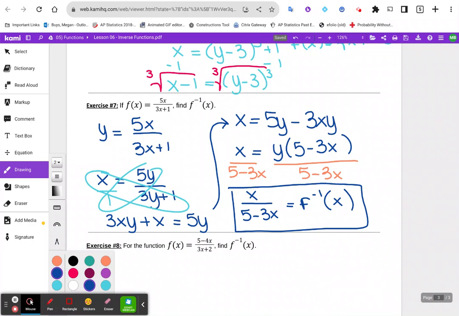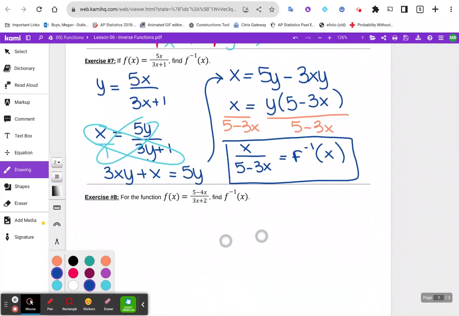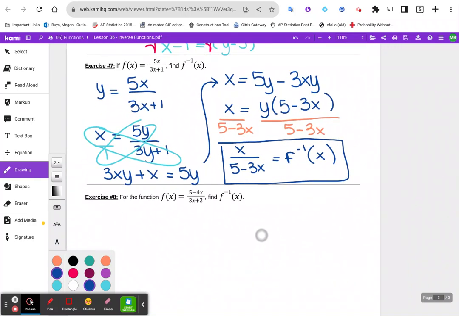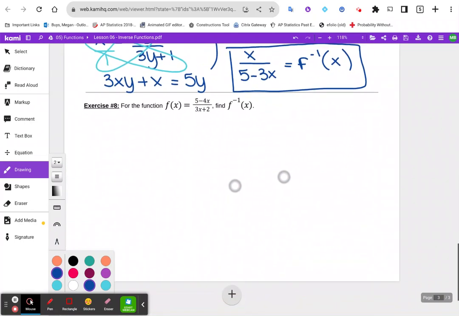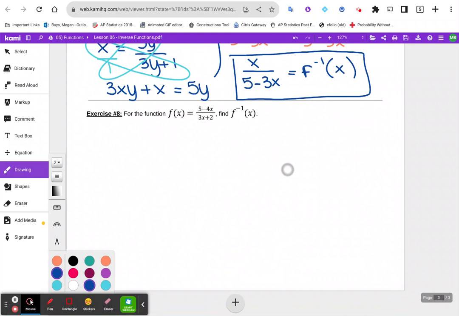Now, there's multiple answers you could get for something like this because technically I could have subtracted the 5y and subtracted the x. So I could get something like negative x over negative 5 plus 3x. That is a valid answer too. Just show your work. As we know, we have multiple things that can be equivalent, but there are two answers for this question. Same as this one down here for 8. Same kind of thing again.